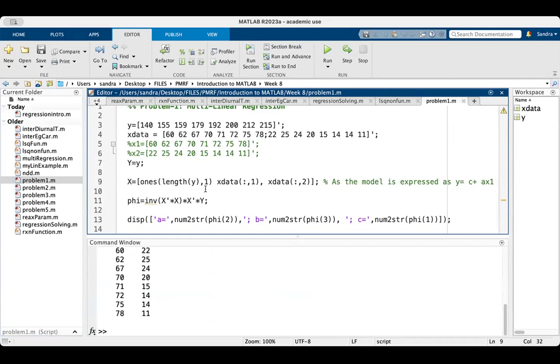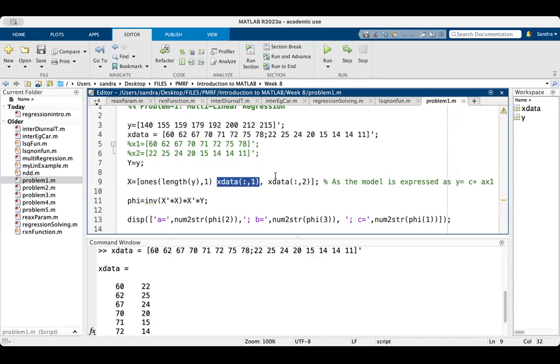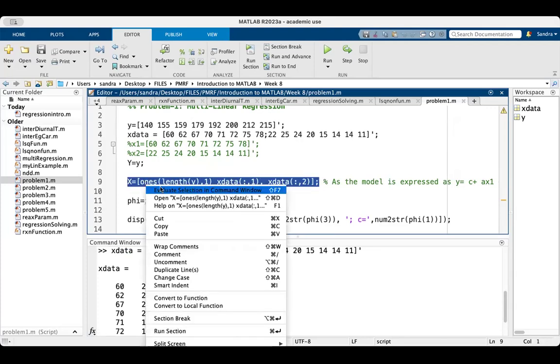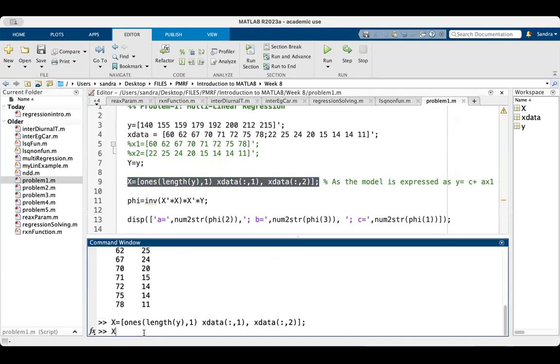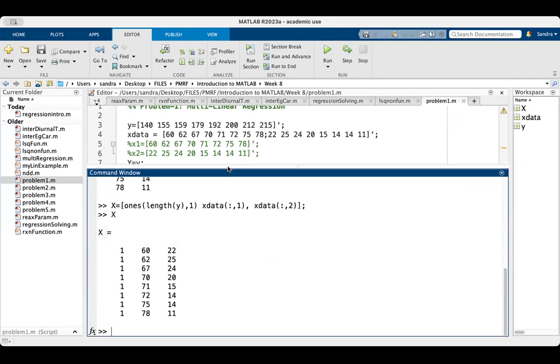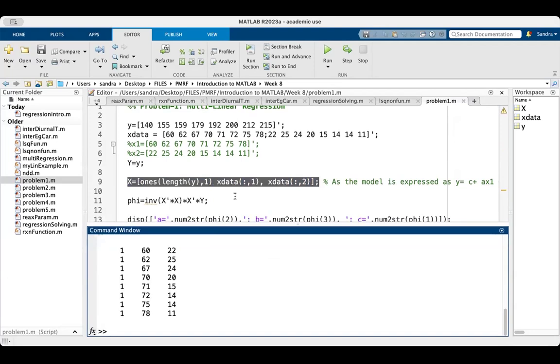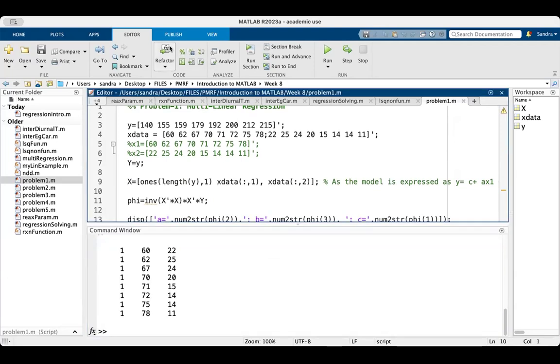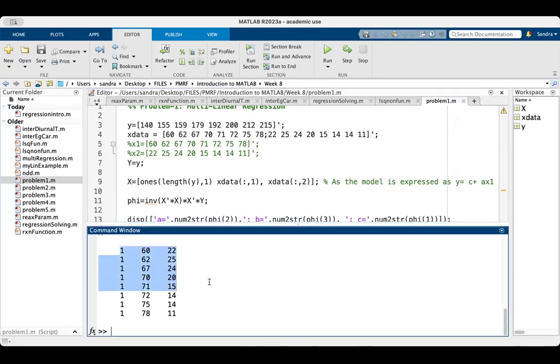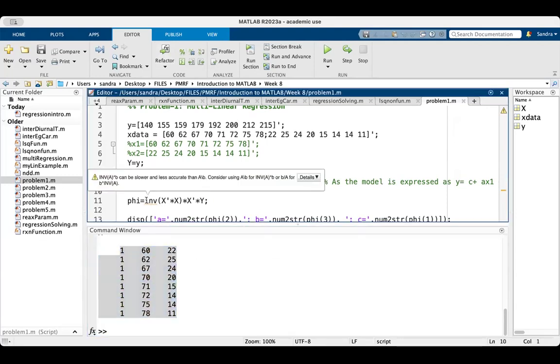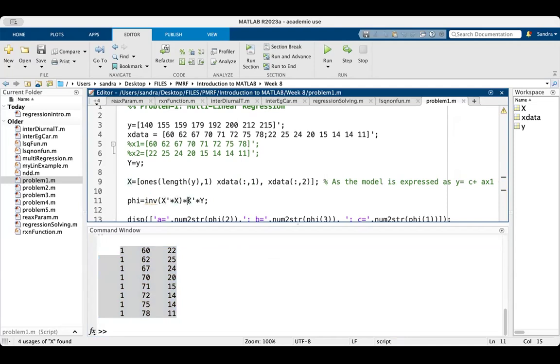Now first I need to make the x matrix. That is, first I'll have all ones, then the first column of this x data, then the second column of this x data. You can also write the x matrix directly. That is completely fine. So x will look like this. This is your x matrix. Now what you have to do is the whole inverse of x transpose x multiplied by x transpose y. You'll be getting your phi value.